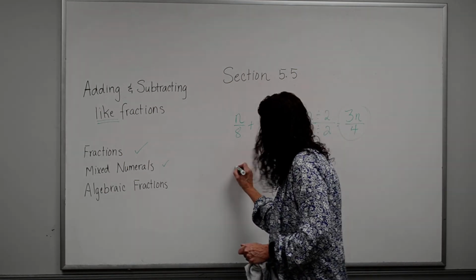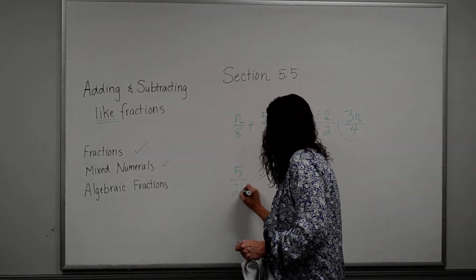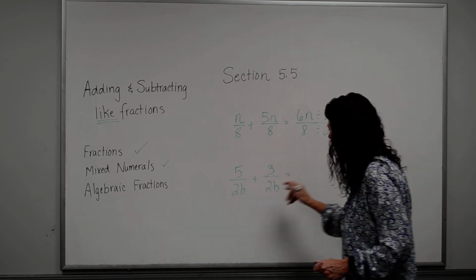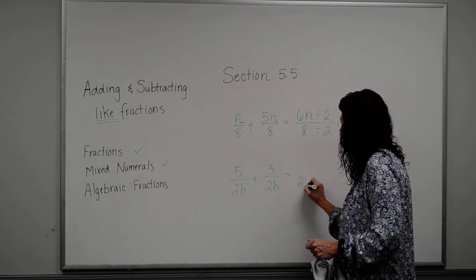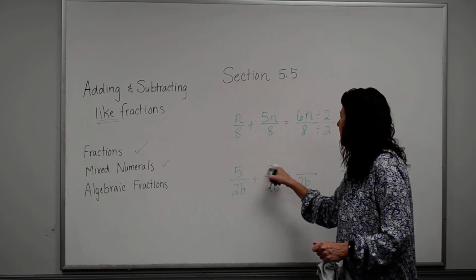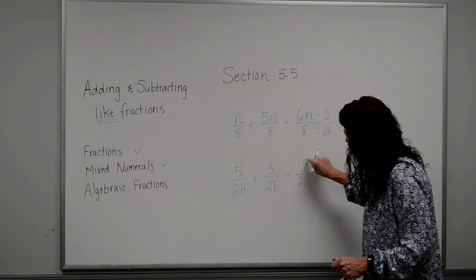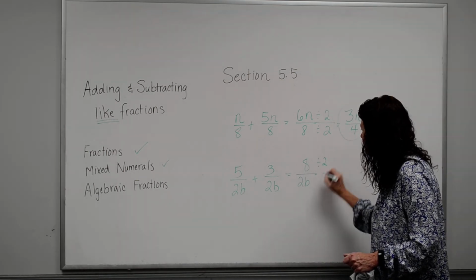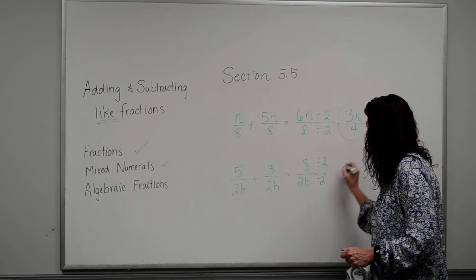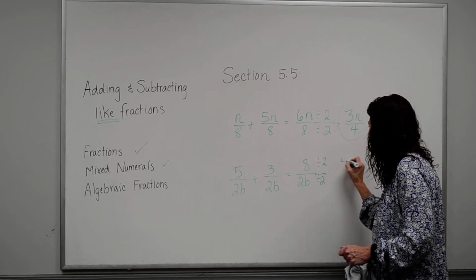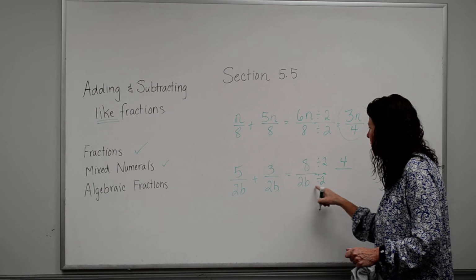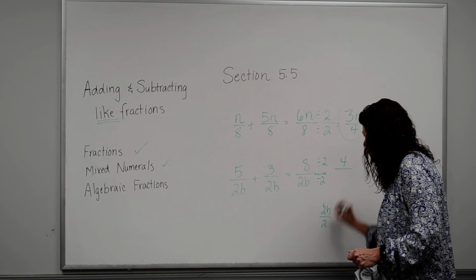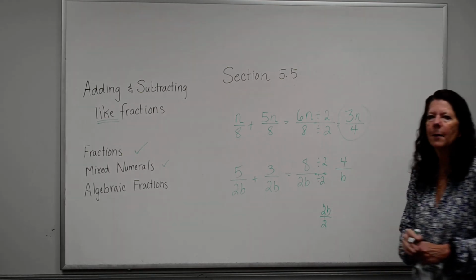If I have something that looks like this, a 5/2b plus a 3/2b, notice that the bottom is where the variable is, so I just bring the 2b over. 5 plus 3 is 8, but I can reduce 8/2b. If I divide them both by 2, it's going to give me a 4 on the top, and 2b divided by 2 just gives me a b left on the bottom.